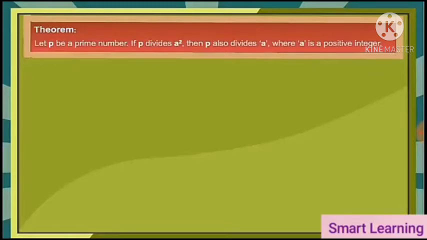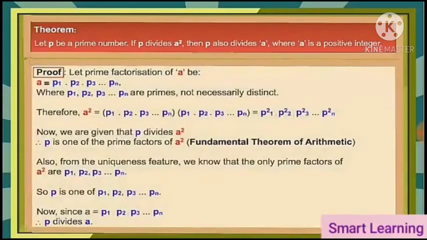According to this theorem, for a prime number p, if p divides a square, then p also divides a, where a is a positive integer. Let us now prove it. Let the prime factorization of a be as follows. a is equal to p1 into p2 into p3 and so on till pn, where p1, p2, p3 till pn are prime numbers and are not necessarily distinct.